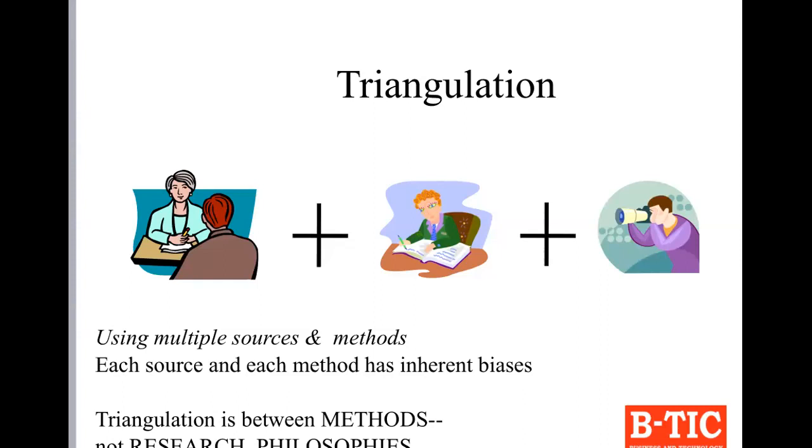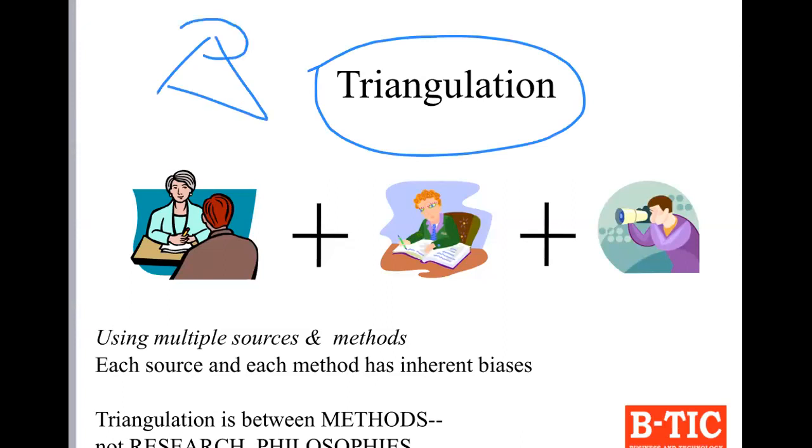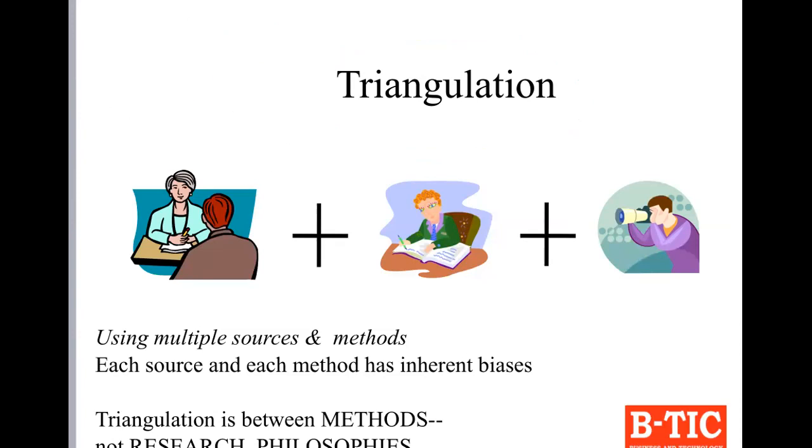This is what we call triangulation. You take all of those like a triangle, use method number 1, number 2, number 3, and you work in the middle. Using all of those, get the data, analyze it, and solve your problem.